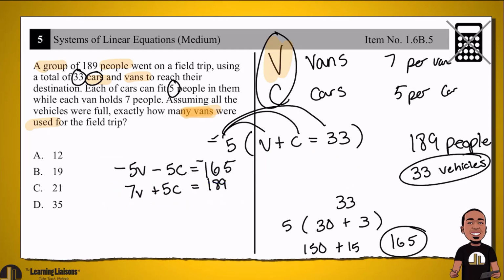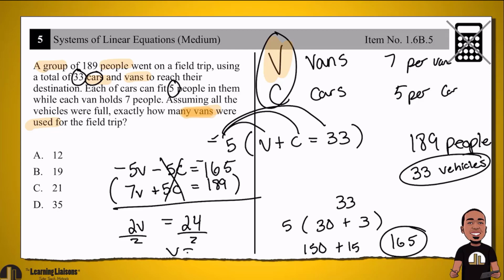All right. So now let's just go ahead and solve. I'm going to add right down, giving me 2V. Cancel out the C, equals, and that's going to be 24 numbers apart. So 24 is what we have. So there we go. Divide both sides by 2 to get the number of vans, and we get V equals 12. So there were 12 vans on the trip. There we go. Hope this helps.